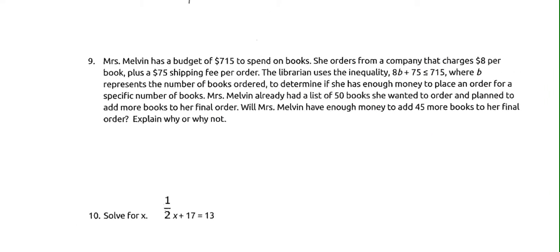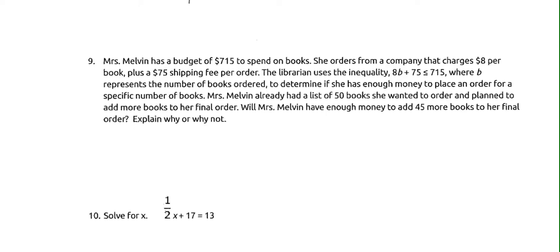Number 9. Mrs. Melvin has a budget of $715 to spend on books. She orders from a company that charges $8 per book plus a $75 shipping fee per order. The librarian uses an inequality. There's the inequality for us, where B represents the number of books ordered, to determine if she has enough money to place an order for a specific number of books. Mrs. Melvin already had a list of 50 books she wanted to order and planned to add more books to her final order. Will Mrs. Melvin have enough money to add 45 more books to her final order? Explain why or why not.